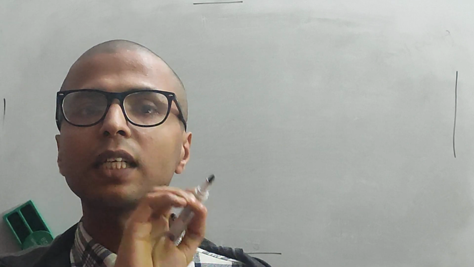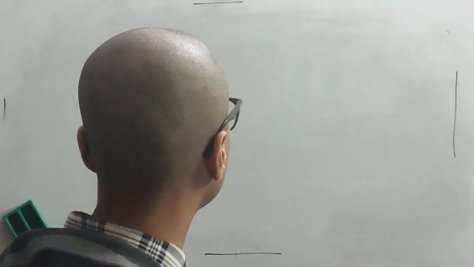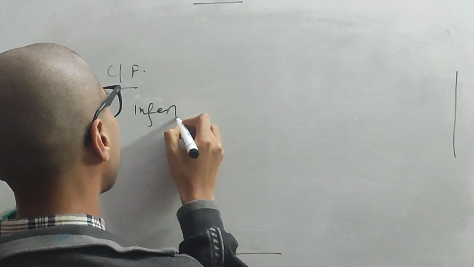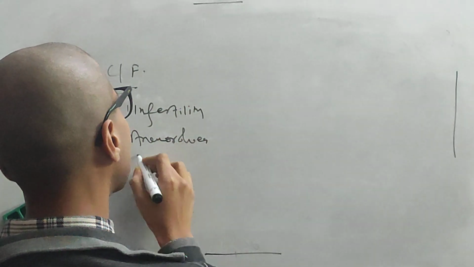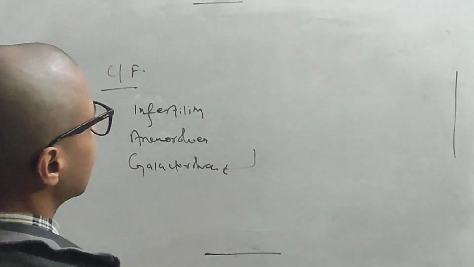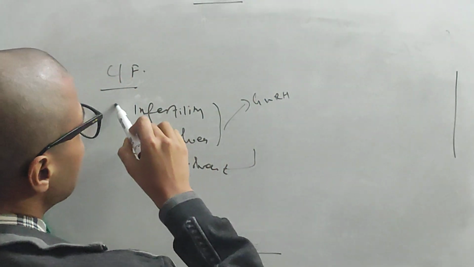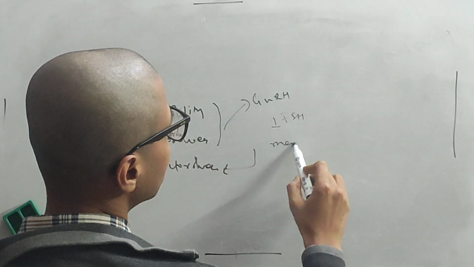Okay. So we talked about the definition of hyperprolactinemia, then the basic physiology of it, and then the causes of hyperprolactinemia. Now let's talk about the clinical features. So in females you can see infertility, amenorrhoea and galactorrhoea. Due to high prolactin there is galactorrhoea, and due to inhibition of gonadotropin releasing hormone you can get infertility and amenorrhoea. Okay, and due to low FSH, LH and low estradiol you can see menopausal symptoms.